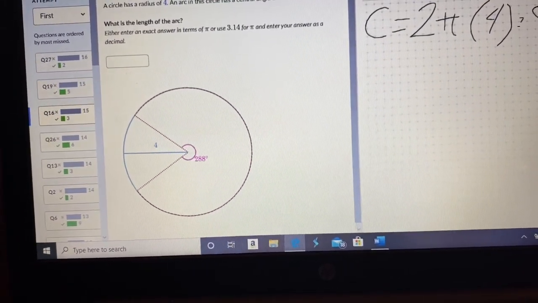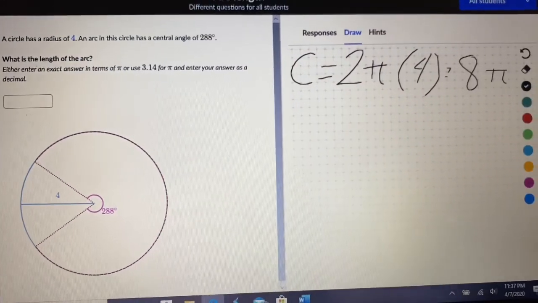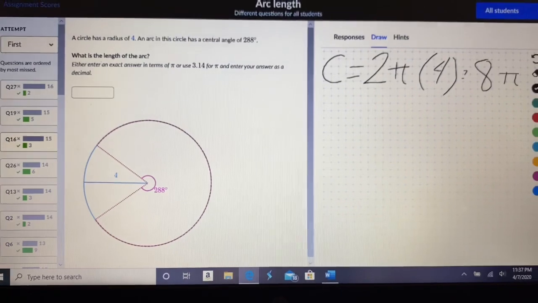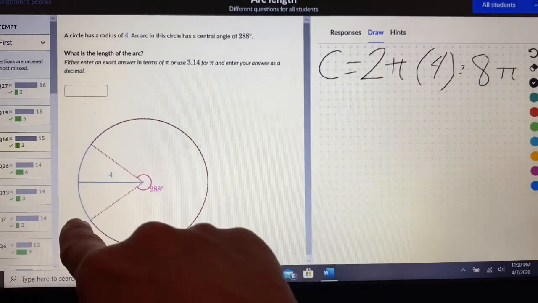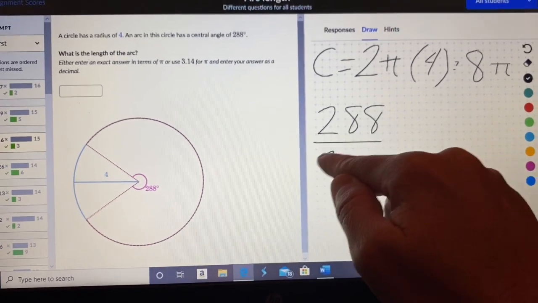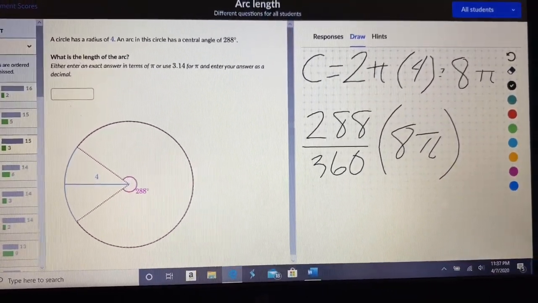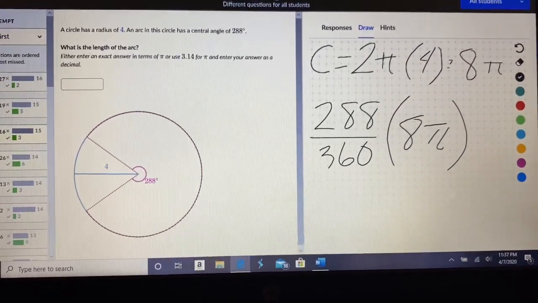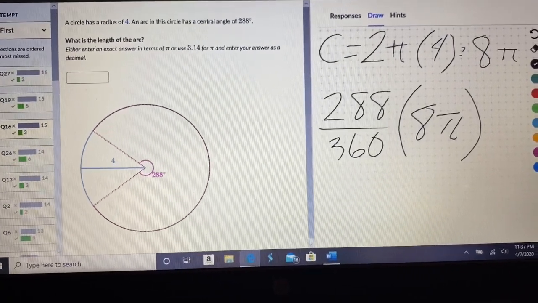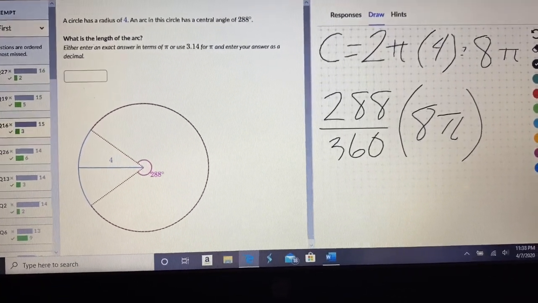Just to give you an idea of about how big that is, that's 25.13 roughly. So 25.13 will get me all the way around, or just 8 pi because that's easier and it's exact. Now we only want 288 degrees of the whole 360. So we're going to put 288 over 360 times the 8 pi. I think, like I said, the video shows you setting those equal. You're going to get the same thing. So I'm going to say 288 times 8 divided by 360. And I get 6.4 or 32 over 5.